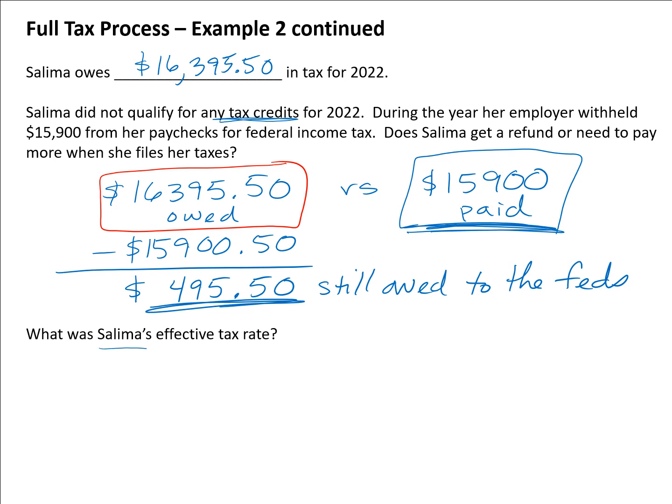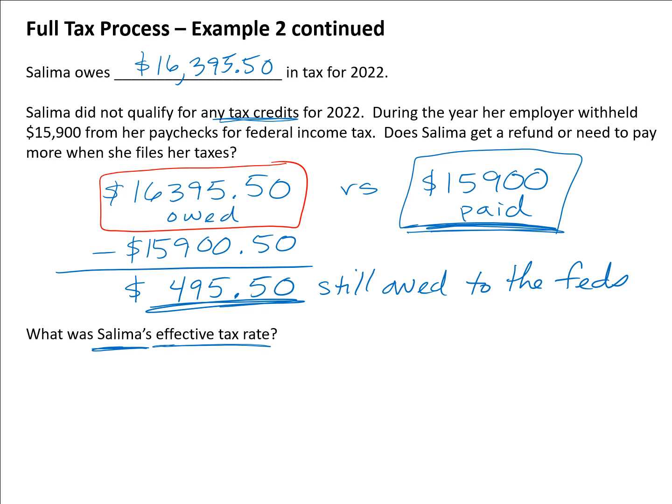One last question here. Remember how we talked about effective tax rates? This $16,395 came from Salima paying 10% for her first bit of income, 12% for her next bit, 22% for her next bit, and 24% for the final bit. So she was paying 10%, 12%, 22%, and 24% for different parts of her income. To work out her effective tax rate, we're going to get an average of that.